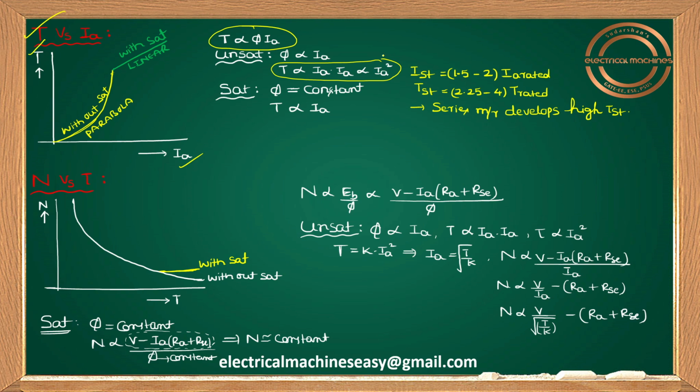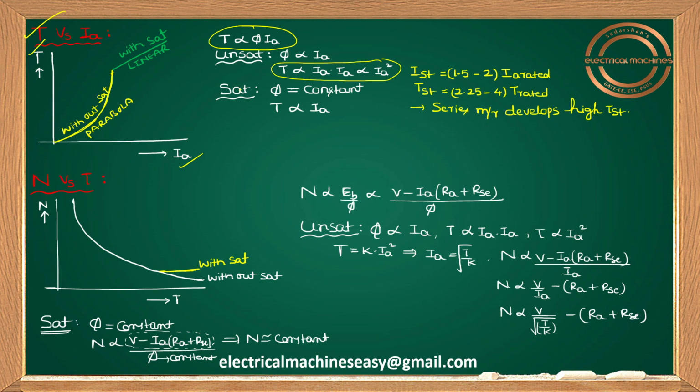As Ia increases, torque increases, no doubt, but it's Ia squared. So here your variation of torque is in a parabolic fashion. That's the reason in the unsaturated region, or without saturation, your variation of torque with Ia is in a parabolic fashion, because I'm getting Ia squared there.